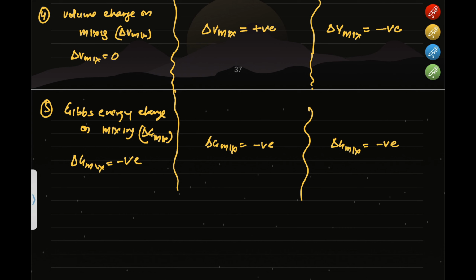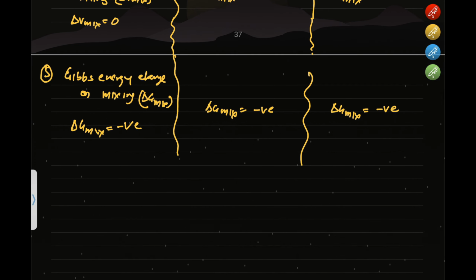For all these three types of solution, the Gibbs free energy change is negative, because a negative Gibbs free energy change means the process is spontaneous. When mixing is spontaneous, all three solutions are formed spontaneously. That's why all three solutions have negative delta G on mixing.